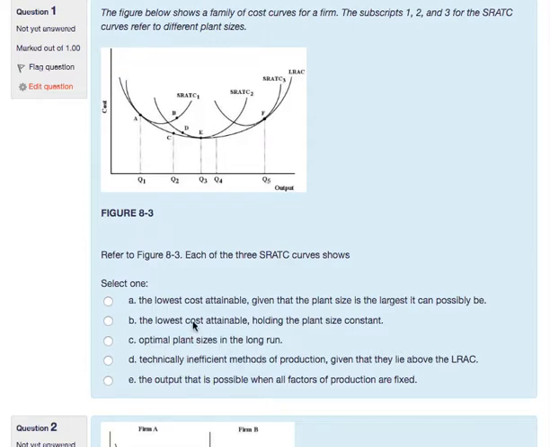So it's really the lowest cost attainable holding the plant size constant, because the thing is here with a short-run average total cost curve, is we're looking at maybe like 800 square feet, 1200, 1600 square feet, whereas the LRAC looks at all possible sizes at the same time. These ones only look at the lowest costs that you can find for a specific plant size.